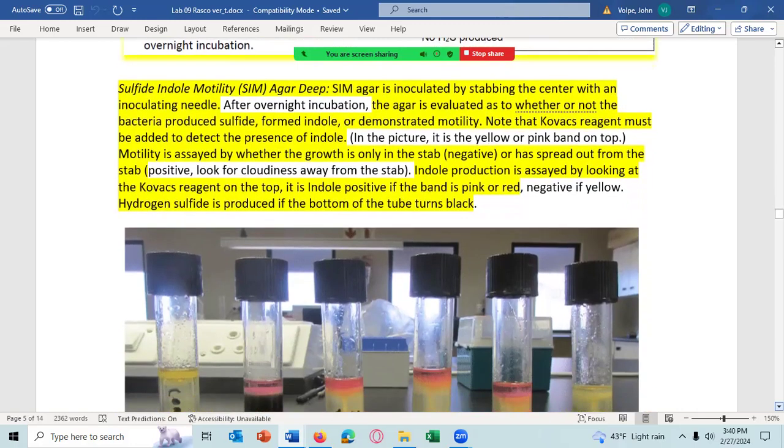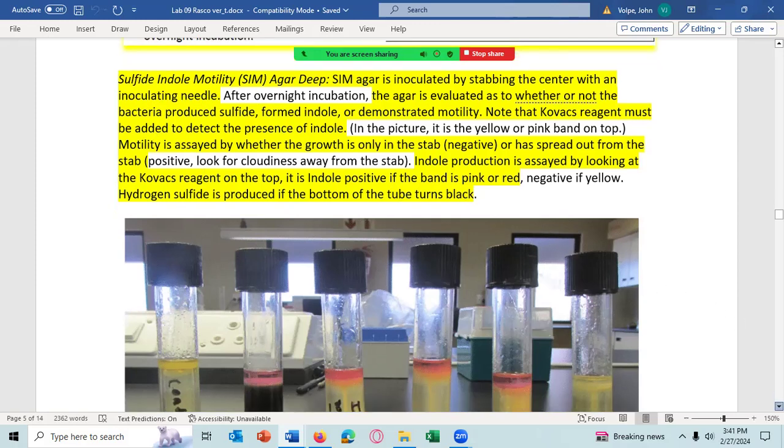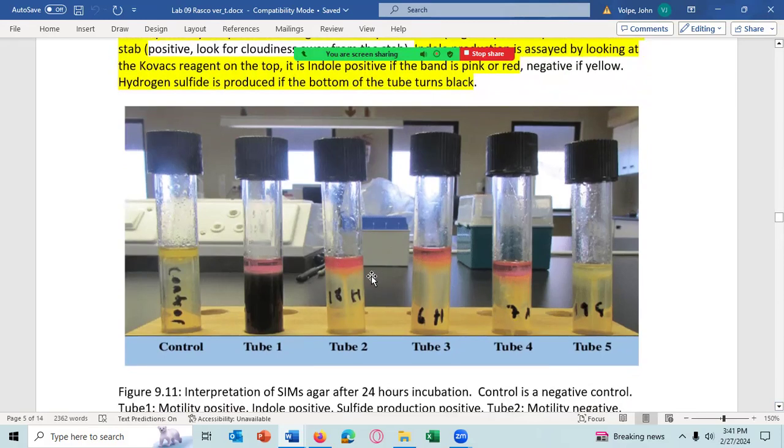All right, let's move on to the sulfide indole motility test. This is abbreviated SIM test. The SIM test has 3 tests running at the same time: sulfide production, hydrogen sulfide gas being produced, indole being produced, and then the motility test is being run at the same time. So you stab inoculate the tube, and right there, we can see the stab mark in the tube.